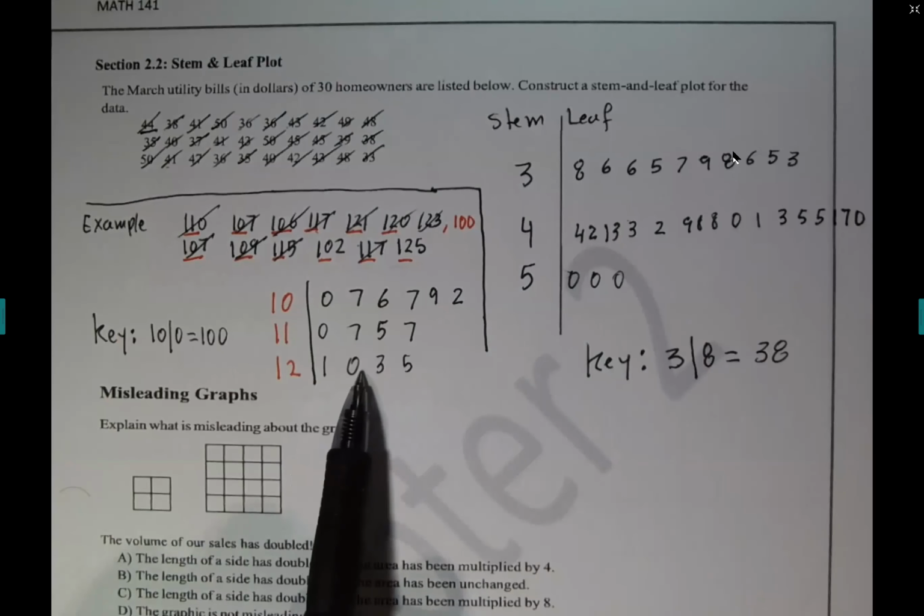So the claim is the volume of our sales has doubled. What's wrong with the display? Does it show that the volume has doubled here, going from here to there?